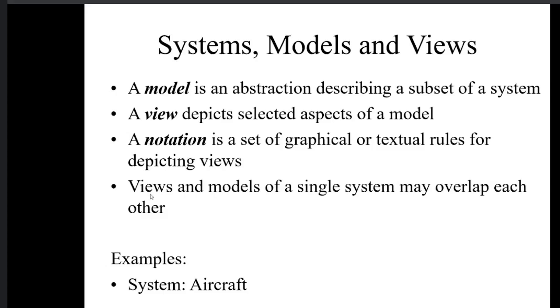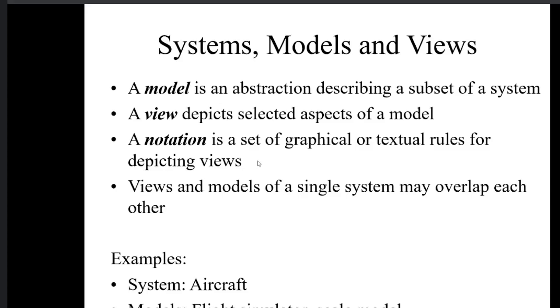Here, what we are trying to understand is that a model is an abstraction describing the subsystem of a system. A view depicts selected aspects of a model. A notation is a set of graphical or textual rules for depicting the views. Okay, let us see the example. It will help us understand.